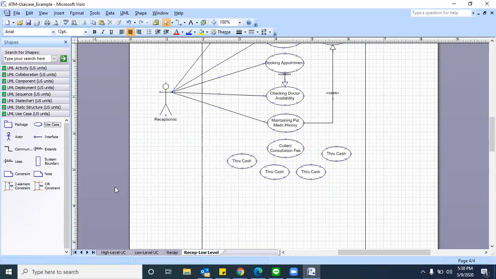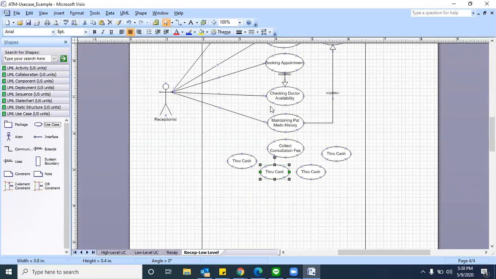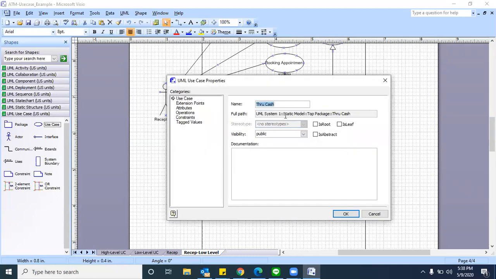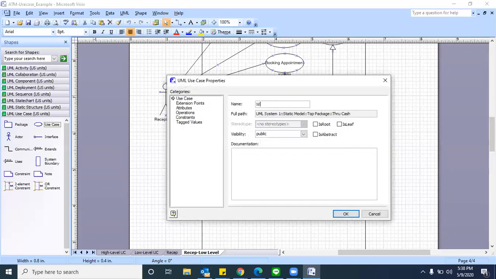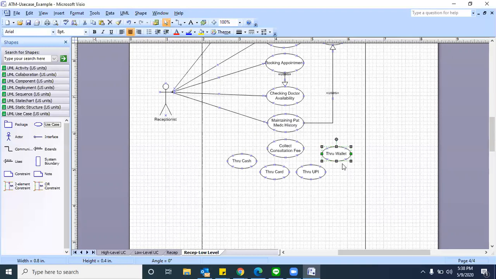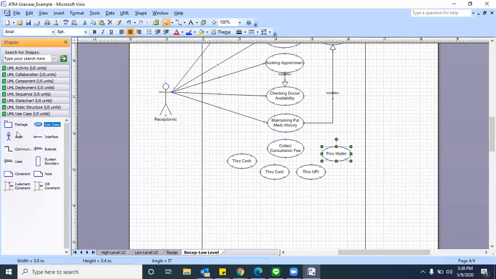Now, what is the relationship between these four? Generalization. Through cash, card, UPI, and wallet. It's not mandatory; we can choose any one of them, right? And all these are generalization. I told you generalization will not be available in these components.